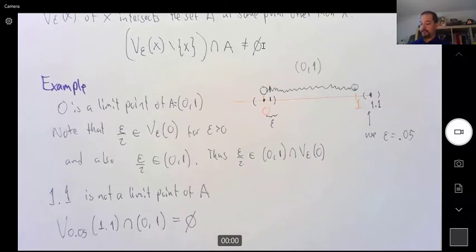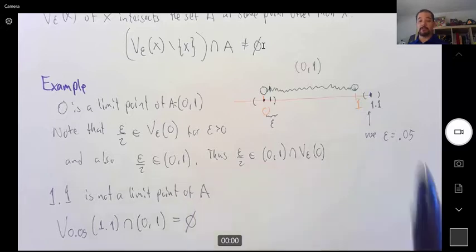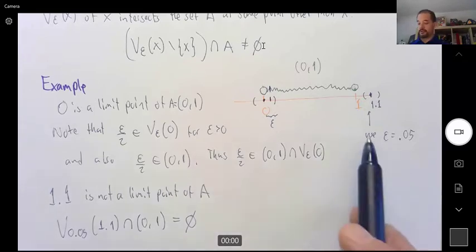And it's easy to check that something is not a limit point because you only need to find one epsilon that fails. To check that something is a limit point, you need to verify it for every epsilon. So checking that it works is harder than showing it's not.